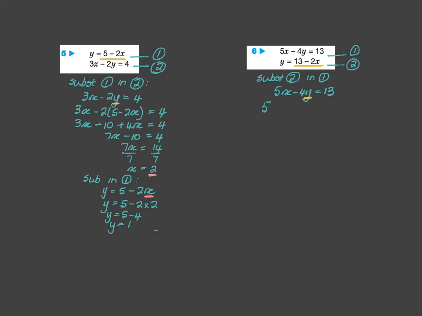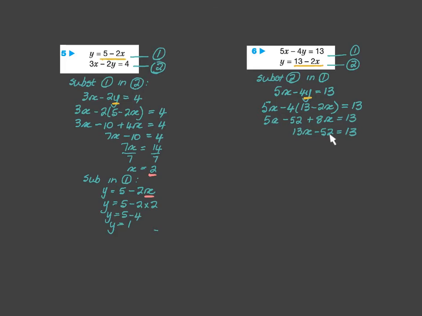So on the left, I have 5x minus 4, and in the place of y, I have 13 minus 2x, and the brackets are there so that I multiply both of those terms by 4, and is equal to 13. On the left, I have 5x, and then I've got to distribute the negative 4 into the bracket. So it's going to be negative 4 times 13 is 52, and negative 4 times negative 2x is positive 8x, is equal to 13. Adding my like terms, 5x plus 8x is 13x, minus 52 is equal to 13.